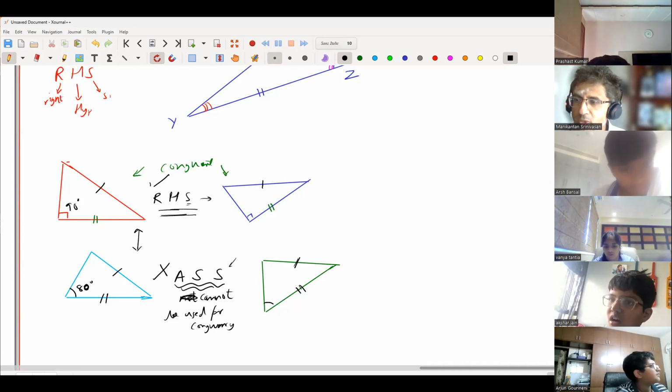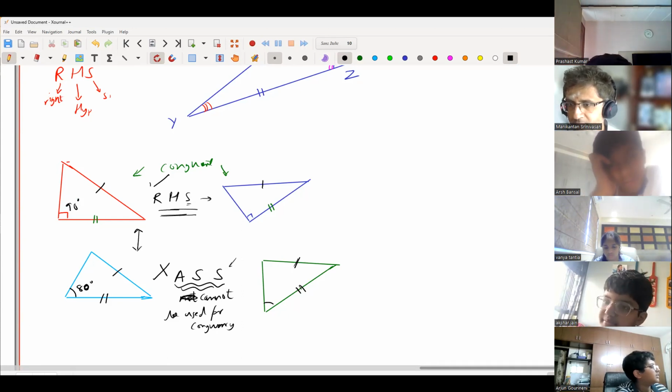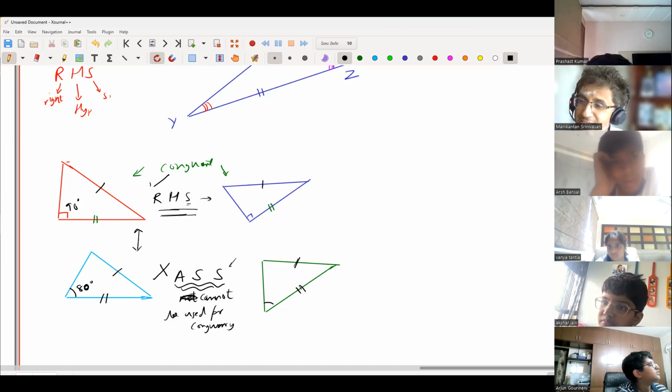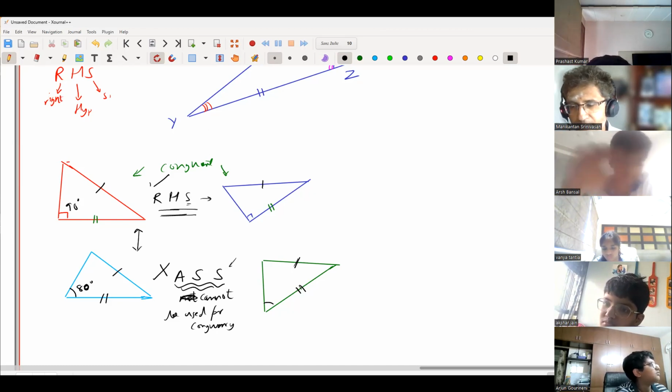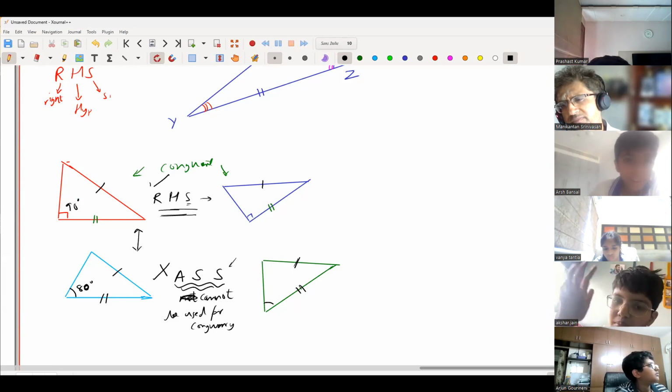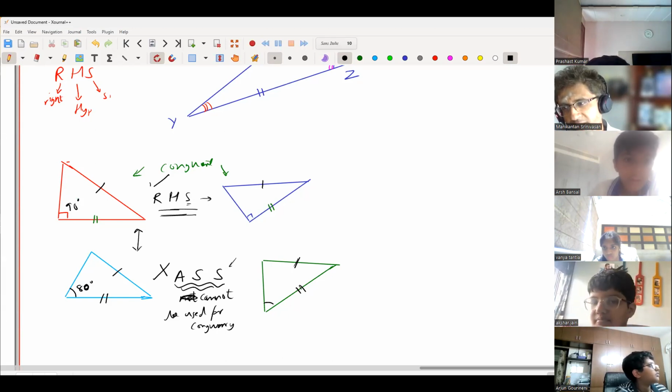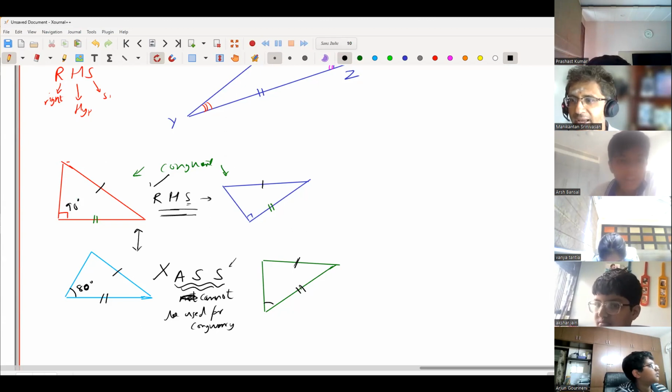So what is so special that RHS works for congruency, but ASS does not? Yeah, RHS has a right angle, it has a 90 degrees angle. True, but as a result of that, what happens is what I'm asking. Okay, Arsh, your hand is up. Yeah, go ahead. Because of the Pythagorean theorem. Like, with the Pythagorean theorem, the third side will also be equal, and then it'll become SSS congruency. Exactly. Therefore, I can infer the third side.